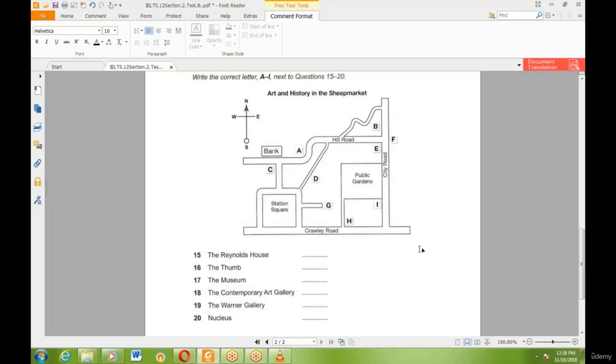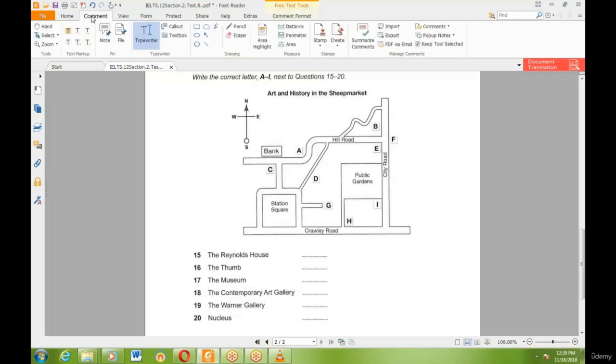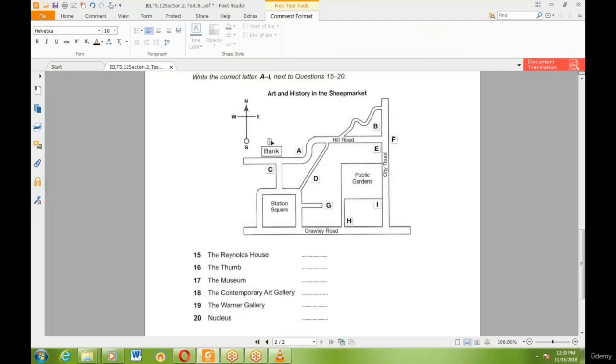Now, when I'm looking at a map, I'll tell you the things that I'm looking at. I'm looking at markers, right? Okay, here's the bank. I'm looking at that City Road. That's Hill Road, right?